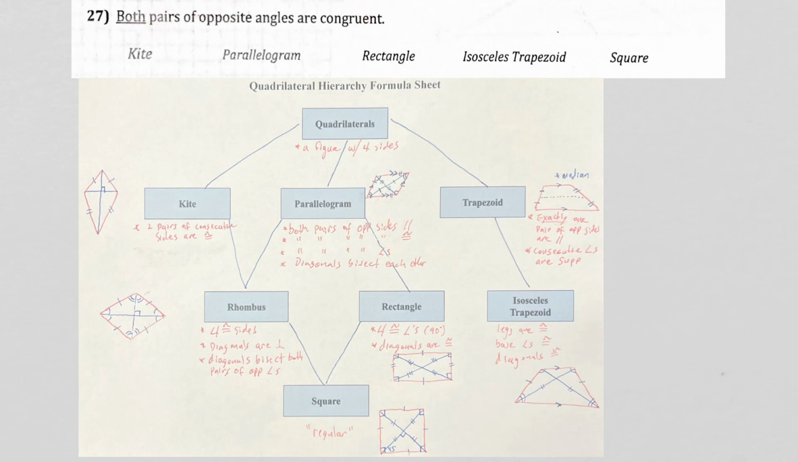Both pairs of opposite angles are congruent. So if we look at a parallelogram, one of the properties is that both pairs of opposite angles are congruent. So we know it's true for a parallelogram, which then makes it true for a rhombus, a rectangle, and a square. A rhombus is not on here, but a rectangle and a square is. It's not true for a kite because although one pair of opposite angles are congruent, the other are not. So it's just those.